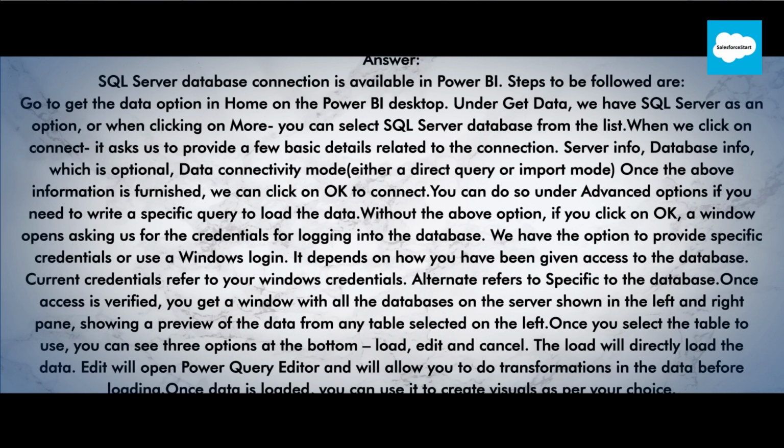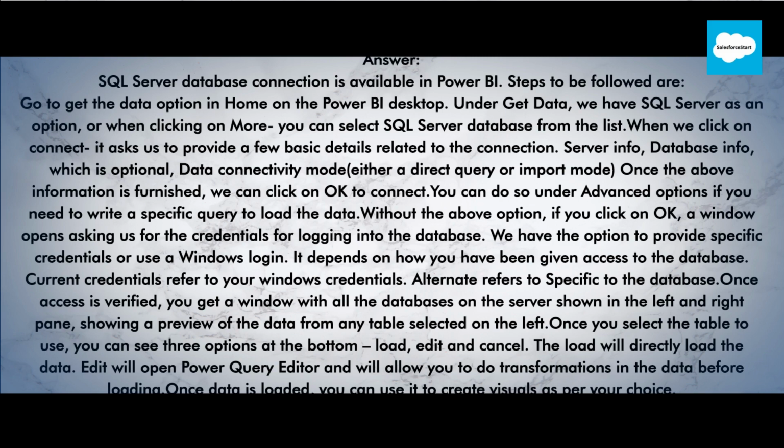Without the above option, if you click on OK, a window opens asking us for the credentials for logging into the database. We have the option to provide specific credentials or use a Windows login. It depends on how you have been given access to the database. Current credentials refer to your Windows credentials. Alternate refers to specific to the database.